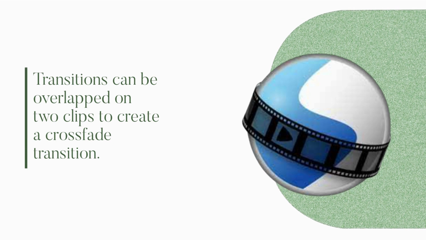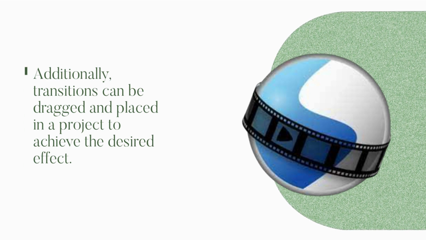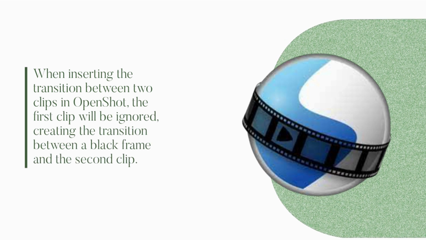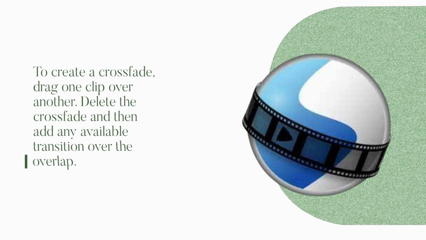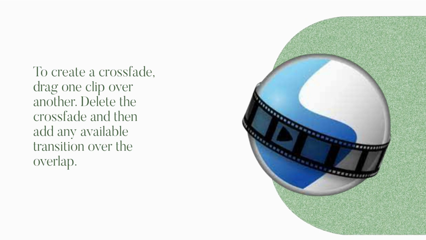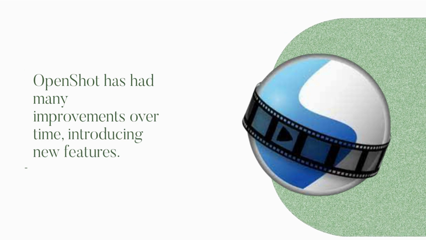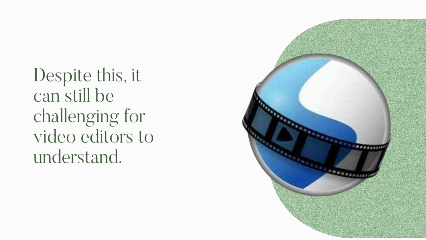Transitions can be overlapped on two clips to create a crossfade transition. Additionally, transitions can be dragged and placed in a project to achieve the desired effect. When inserting the transition between two clips in OpenShot, the first clip will be ignored, creating the transition between a black frame and the second clip. To create a crossfade, drag one clip over another, delete the crossfade and then add any available transition over the overlap. OpenShot has had many improvements over time, introducing new features. Despite this, it can still be challenging for video editors to understand.